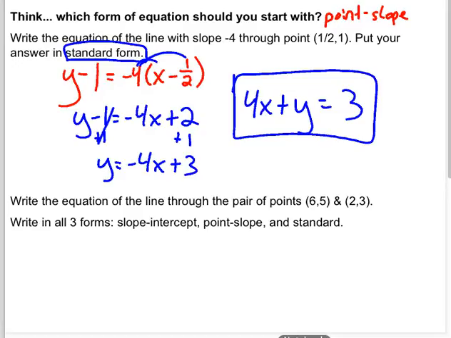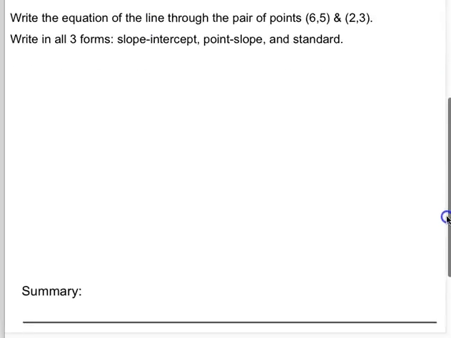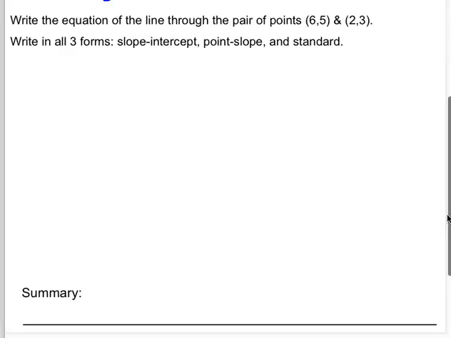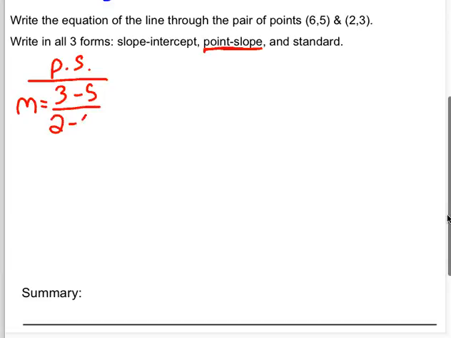All right, let's look at our next example. Write the equation of the line through the pair of points, write in all three forms. So remember, the starting point is going to be point slope form. That's going to be the easiest one to start with. Because I know how to get my slope: subtract the y's, subtract the x's, so negative 2 over negative 4. I'm going to have a slope of 1/2.